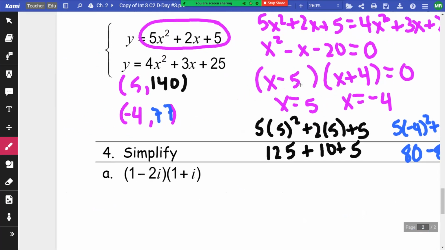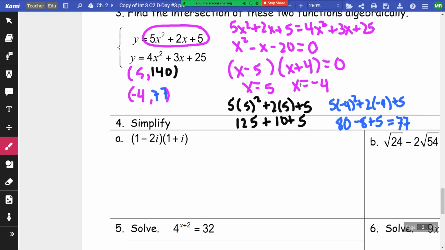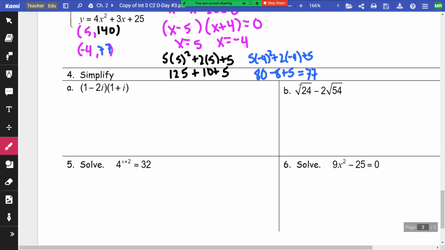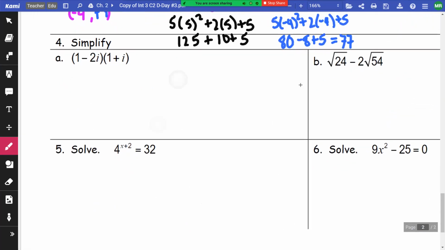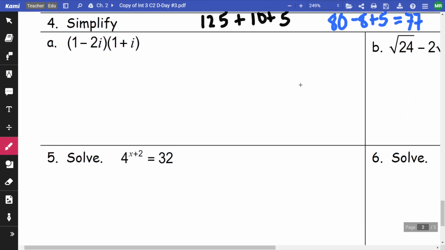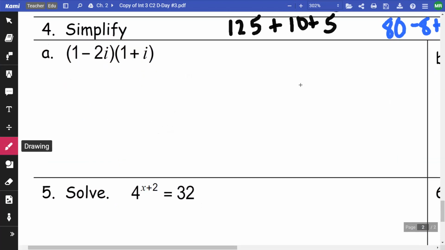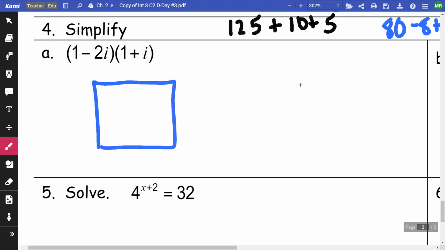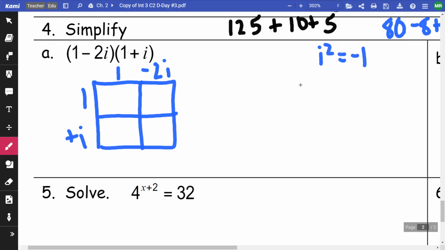Okay, so 5 comma 140 and negative 4 comma 77. Okay, so now this bottom section. On this bottom section, when we are multiplying these complex numbers, I'm going to do a box. I'm going to go 1 minus 2i and 1 plus i. The one thing we want to remember is that i squared is equal to negative 1, so you're never going to give me i to a power.